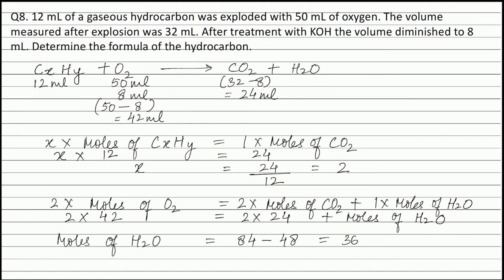Now applying the principle of atom conservation on hydrogen atoms, we can write y into moles of CxHy is equal to 2 into moles of H2O. Therefore, y is equal to 2 into 36 divided by 12, which is equal to 6. Therefore, the formula of the hydrocarbon is C2H6.